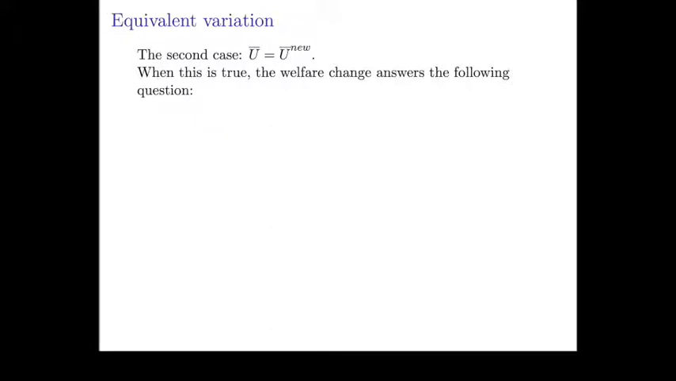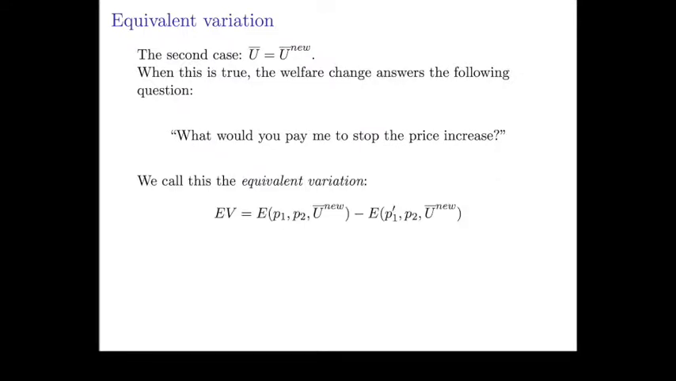Option number 2 was to use the new utility level. When we use the new utility level, the measure of welfare answers the question, what would you pay me to prevent me from increasing the price? So what is the amount of money such that I could take away that money from you, or I could increase the price? You'd be indifferent between those two scenarios.